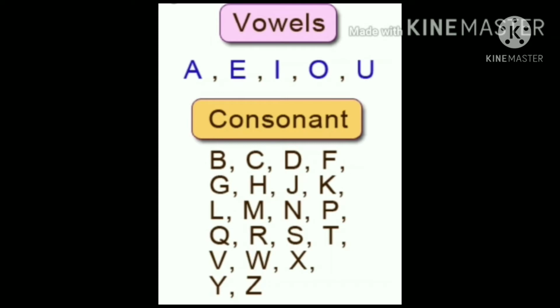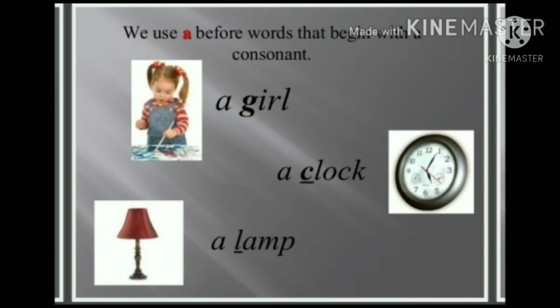To begin with, we are already familiar with the alphabets. We have 26 alphabets which are further divided into two, that is vowels and consonants. Starting with the use of a. We use a before words that begin with a consonant sound. Example, a girl, a clock, a lamp. As you can see in the image, it's always used with a singular number. That means singular nouns.